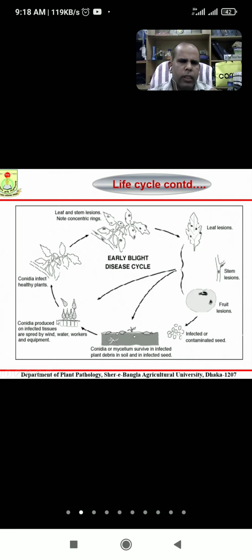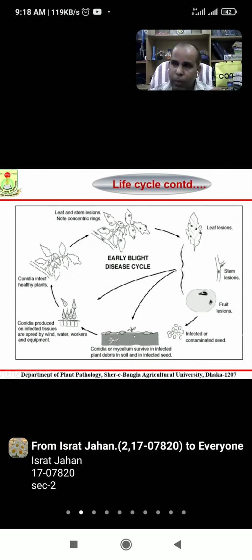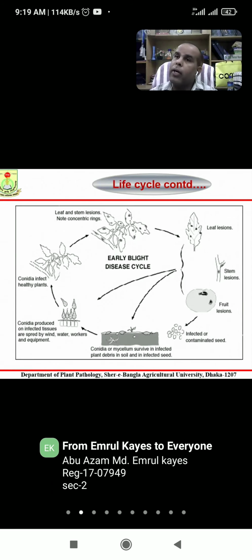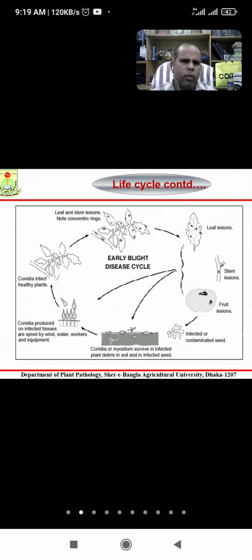So through the wind it disperses to the plant, and then on the plant, as we already discussed, the symptom can appear on the leaf, it can attack the stem, and also the fruit, in the case of tomato. And when it attacks the healthy plant, the conidia infect the healthy plant, and after that the symptom appears.